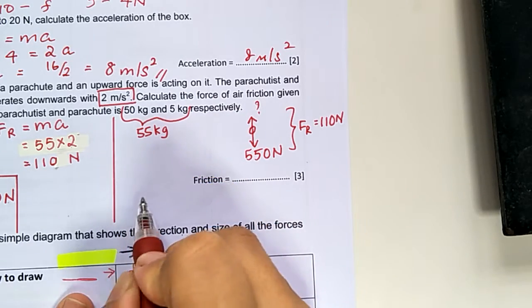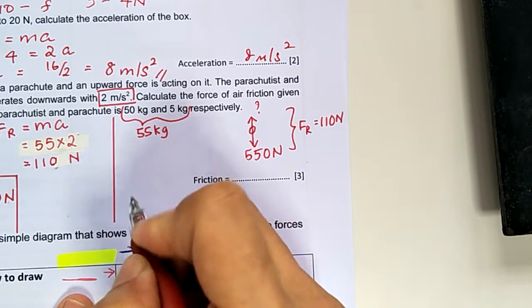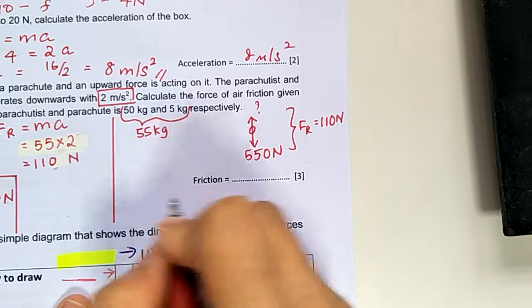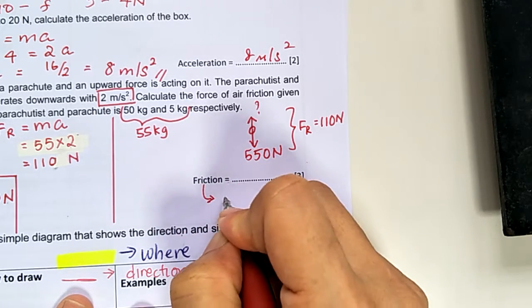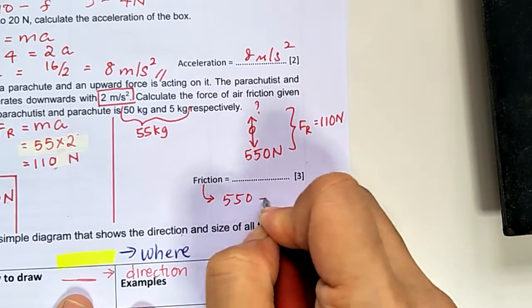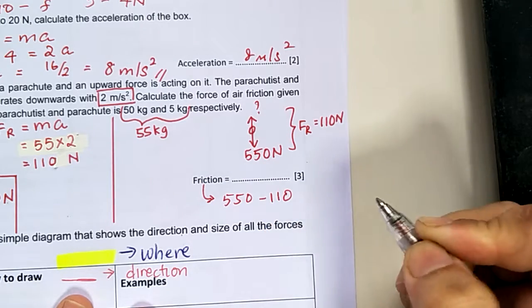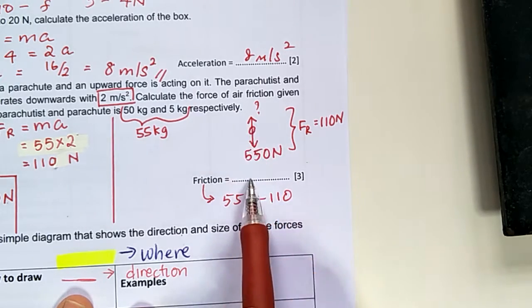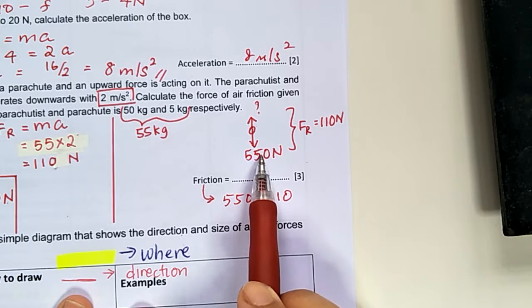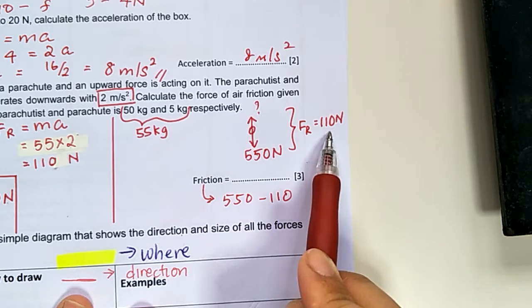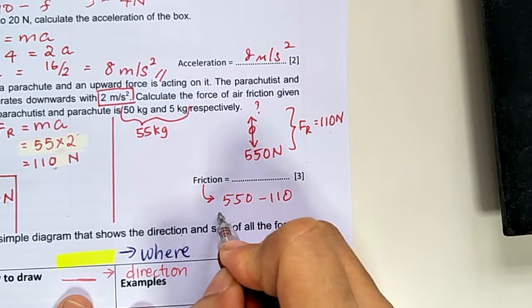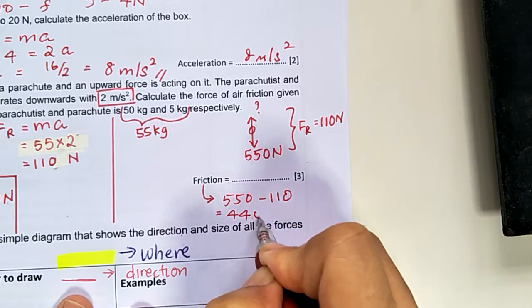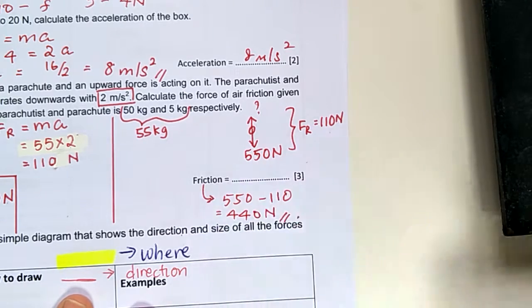So the question asks for the upward force, which is the air resistance. So this amount is equal to 550 minus 110. I take 550 because eventually the parachute will be falling downwards, so this will be the bigger force. So the bigger one minus the smaller one gives you the resultant. So then I get 440 newtons as the answer.